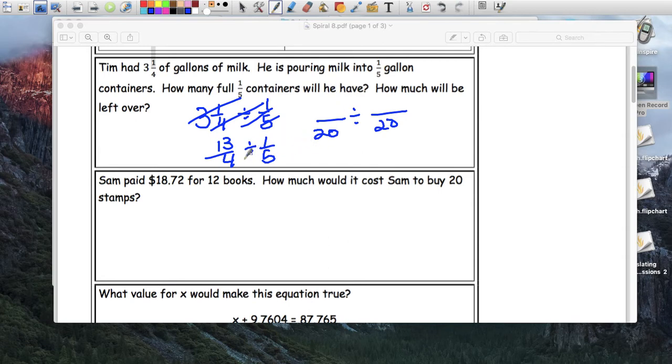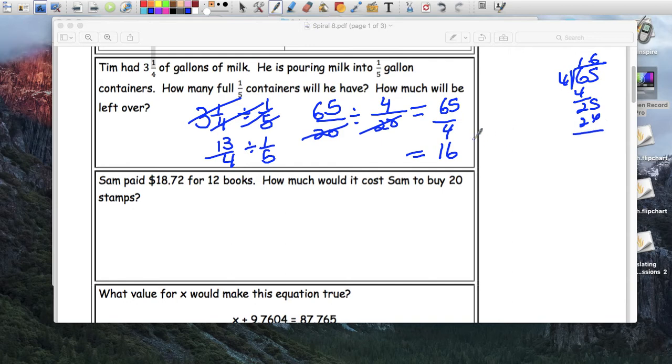So the LCM is 20. So this is going to be a 4, and 5 times 13 is 65, right? We can cross these out because they're dividing same units, so it becomes 65 over 4. And 4 goes into 65, 16 times. So we can make 16 1/5 containers, and it's going to have 1/4 left, and 1/4 of the next bottle. So definitely this much left over, but 16 full 1/5 containers.